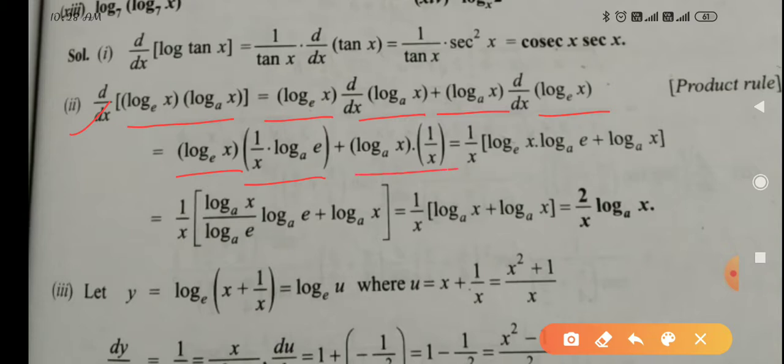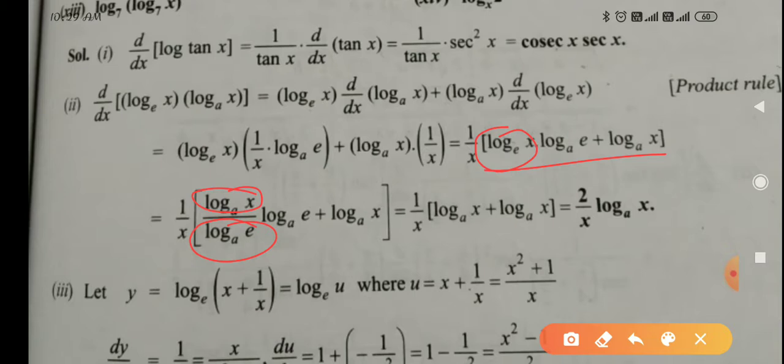In the same way, log x to the base a same, and differentiation of natural log is 1 upon x, it is given. Now you can see here 1 upon x is common. After taking 1 upon x common, what will remain inside the bracket? This term log x to the base e upon log e to the base a, and plus log x to the base a. So this will remain. You can see one more time here. Now the base changing formula I am applying in this first term, log x to the base e. It can be written as log x to the base a upon log e to the base a.